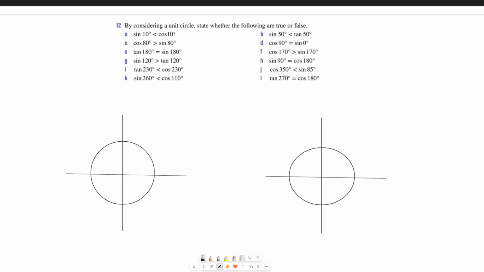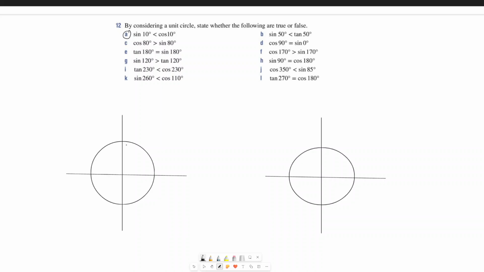By considering the unit circle, state whether the following are true or false. What this question is about is comparing the values of sine, cos, and tan, less algebraically, but more through looking at the unit circle and thinking about how these angles work. If you remember from last episode, the values for sine, cos, and tan correlate to the triangle formed on the unit circle. For example, let's look at question A.